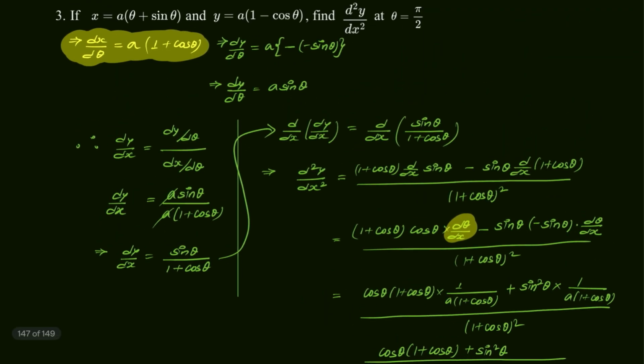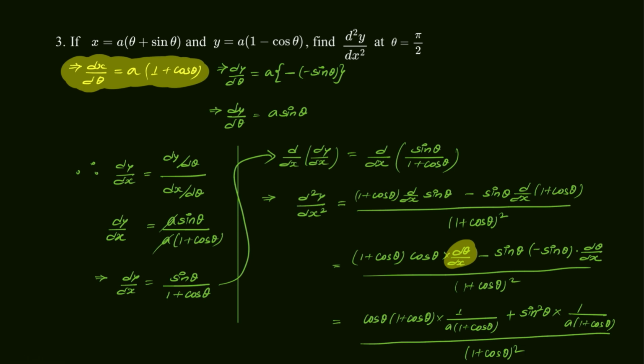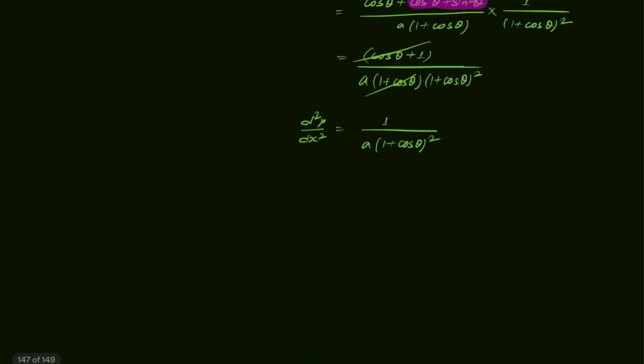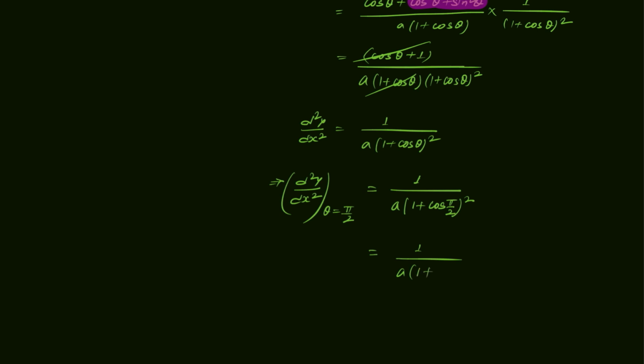Now since we have got the value of d2y by dx2, the question was asking to find its value when theta is pi over 2. So we will just put the value of theta as pi by 2. The value of d2y by dx2 when theta equals pi by 2 will be equal to 1 by a into (1 plus cos pi by 2) whole square. So it will be 1 by a, and 1 plus cos pi by 2 is 1 plus 0, so it will be 1 whole square, and hence my answer will be 1 by a only.